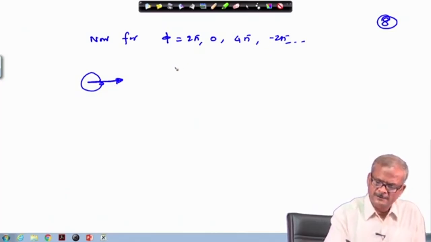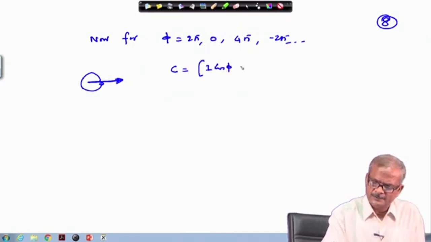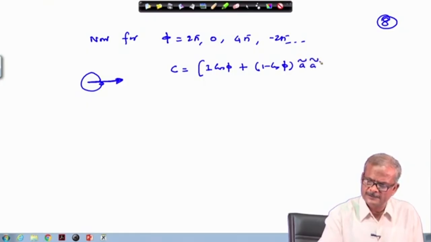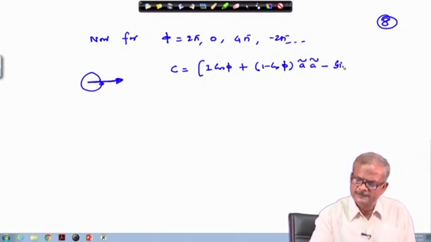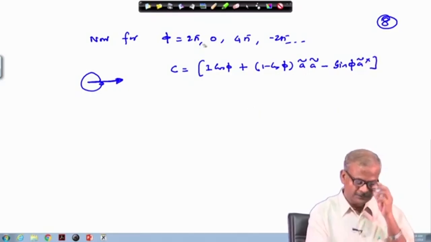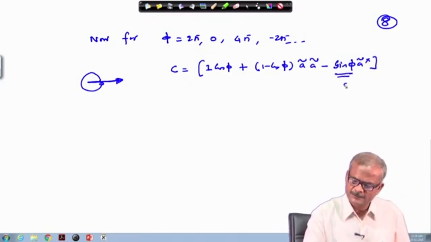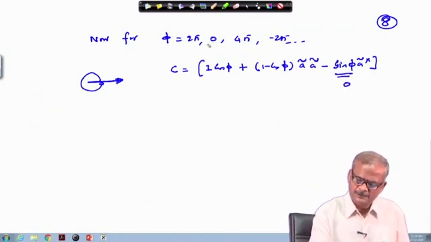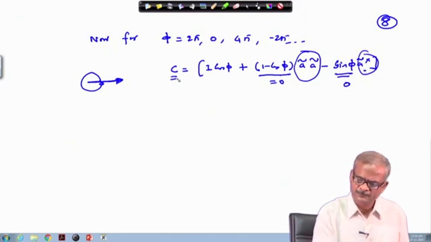If you look into the C matrix, here I times cos phi plus (1 minus cos phi) a tilde minus sin phi a tilde cross. If you put in all these values where sin phi is vanishing, this quantity is 0, and for all these multiples of pi this quantity will also vanish. So the term involving a is vanishing here, and therefore, from the given C matrix it is not possible to find out A.